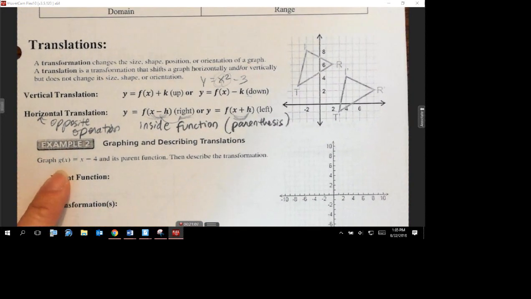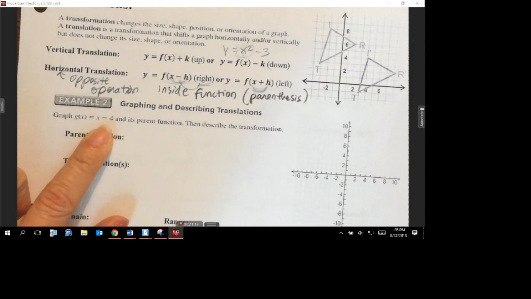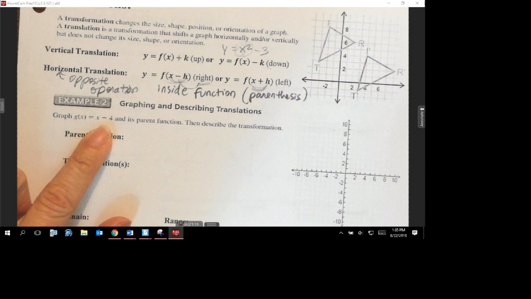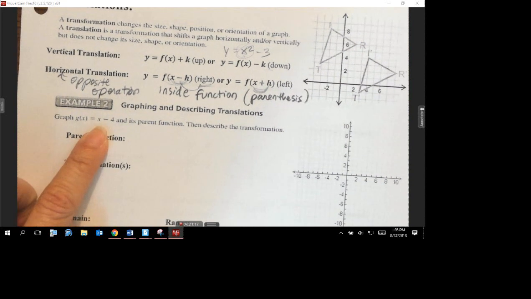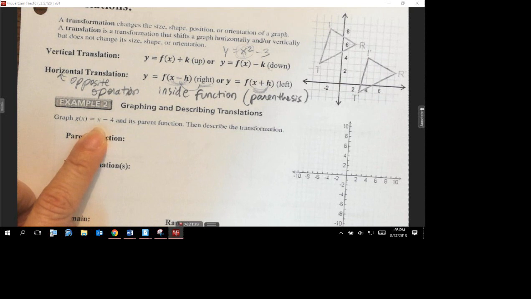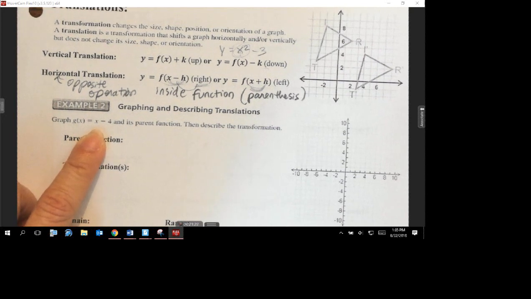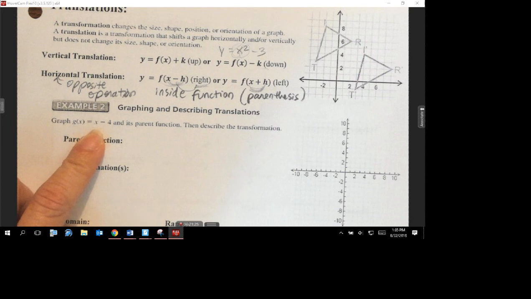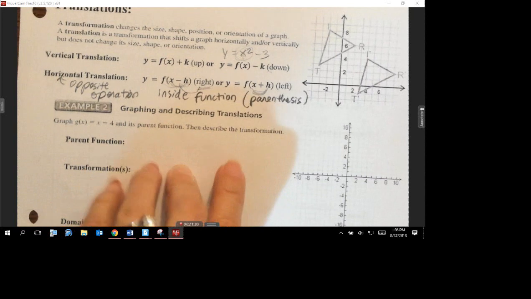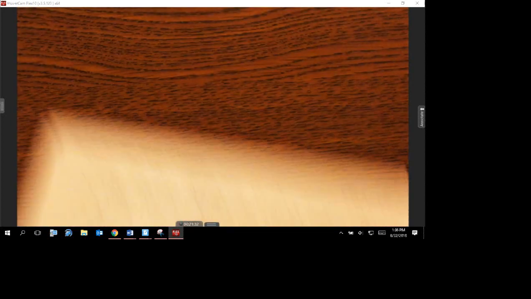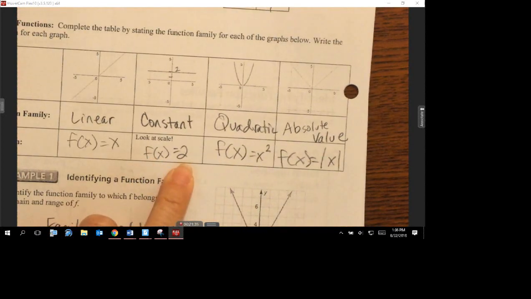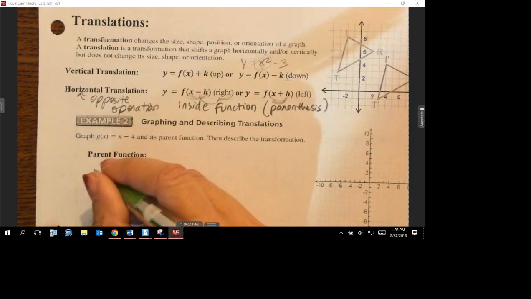So here's our first example. g of x equals x minus 4. The first thing you're going to do is try to figure out the parent function. Which of our 4 parent functions has an x by itself to the first power, not absolute value, not squared? No, constant doesn't have an x. Look, here's a constant example: f of x equals 2. There's no x in constant. So which one has just an x? Linear.